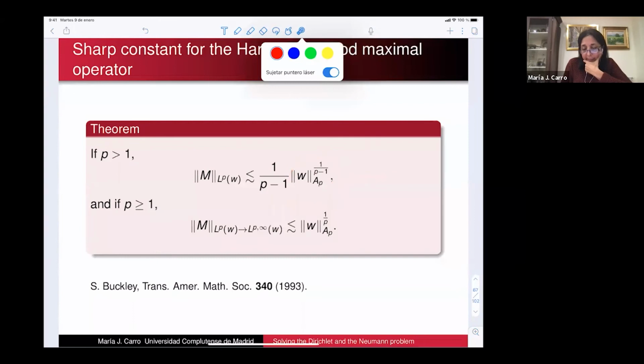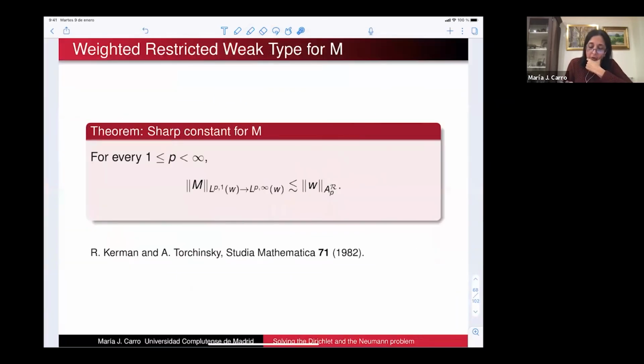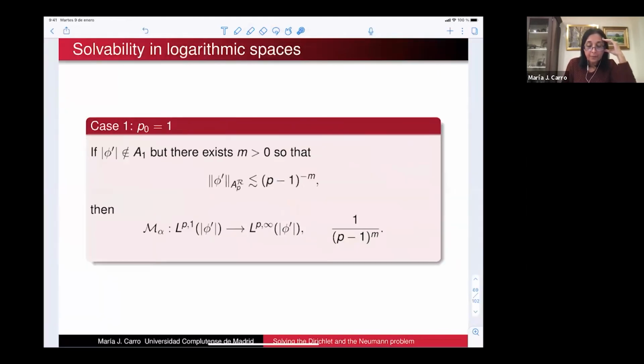But in the case that instead of a strong type we have weak type, then the constant is very good. And also in the case of restricted weak type, which is the case that we are working with, the constant is also very good. Okay, so this is the result. This is precisely the result that we can use.